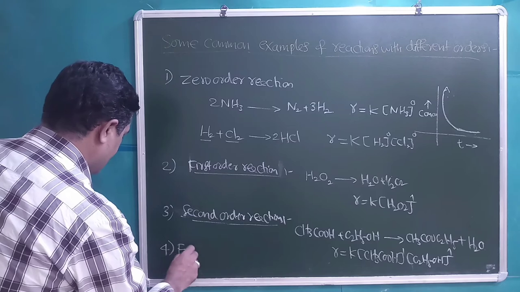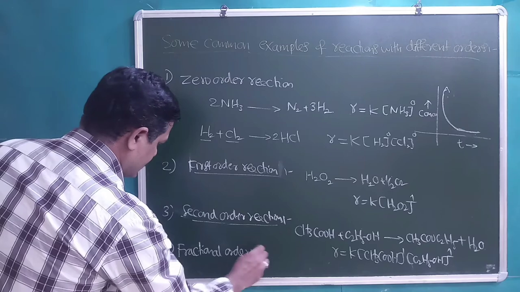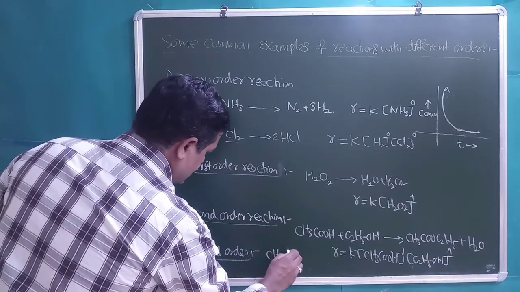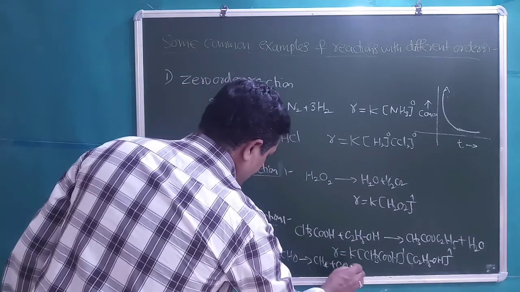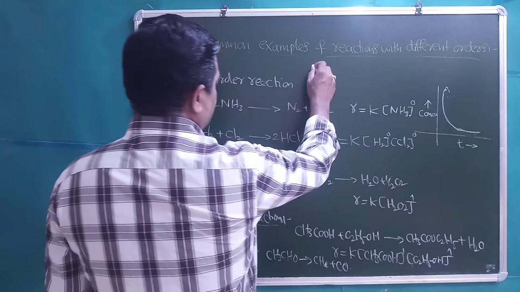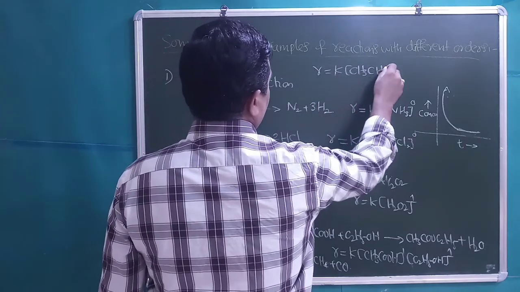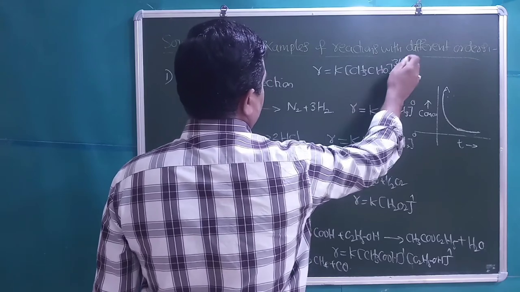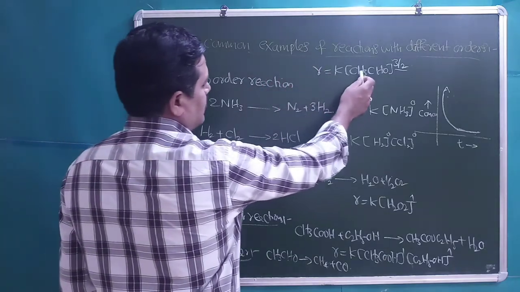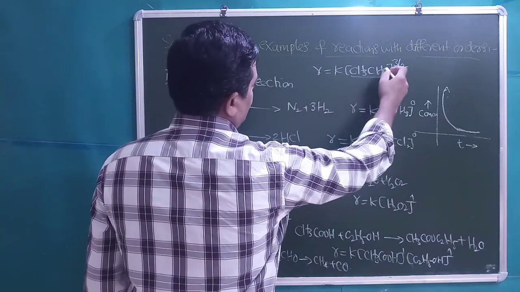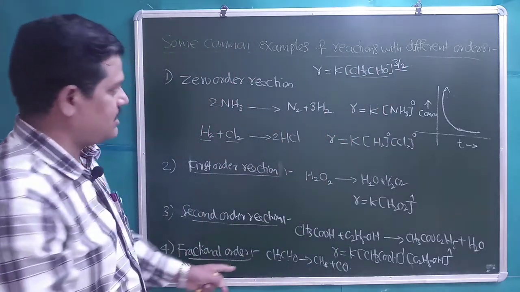Fractional order also is there. Order can be a fraction also, fractional order. CH3CHO gives CH4 plus CO. In this reaction, the rate expression is rate equals K into CH3CHO whole power 3 by 2, which is experimentally determined. It is observed that the rate of the reaction is directly proportional to the concentration of the acetaldehyde to the power of 3 by 2. Then the order of the reaction is a fraction, that is 3 by 2.